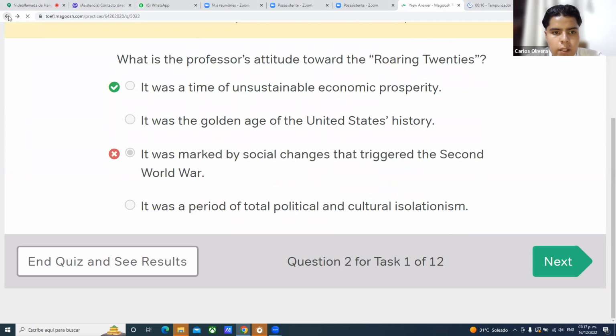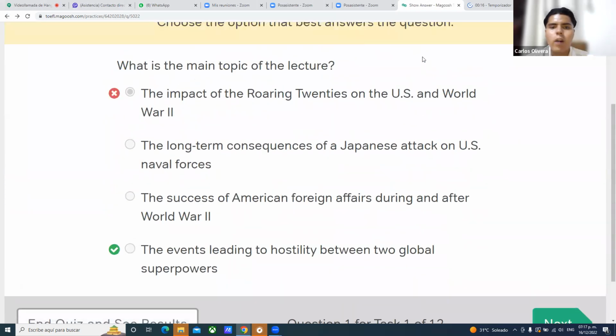Okay, coming back. Great, here we are. So what is the main topic of the lecture? And in this case, the correct answer was the events leading to hostility between two global superpowers. Now, this is the correct answer because when you remember the lecture's beginning, the professor said we're going to talk about the Cold War, but I do not want to talk about the Cold War starting with the 90s, when this conflict was going through. But I want to talk about the antecedents. I want to talk about the preceding events that caused this conflict between the Soviets and also, of course, America.